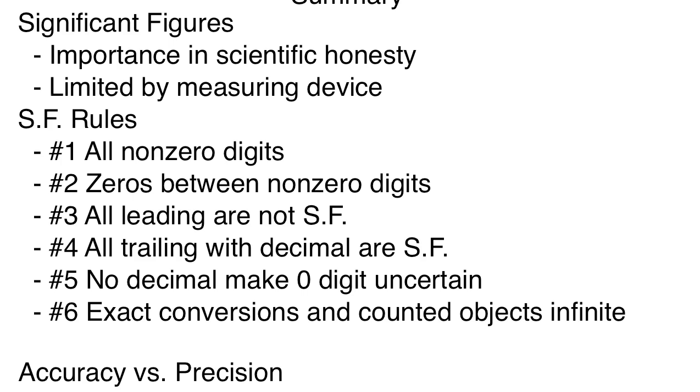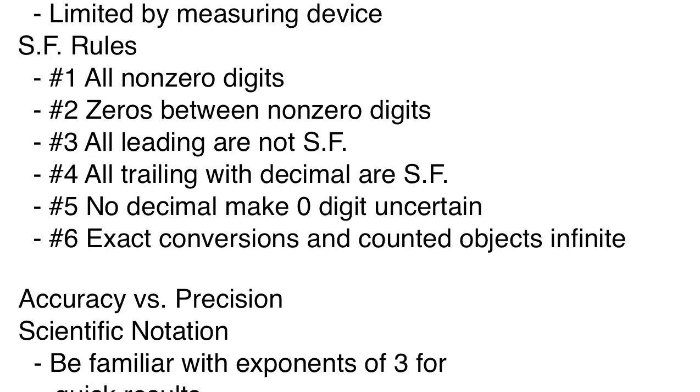And then finally, rule number 6, if you have an exact conversion, for instance 2.54 centimeters in 1 inch, or you have counted objects, so we've used examples like a dozen donuts, you can count all the donuts, or I mentioned I have 2 dogs. If they are objects that can be discretely counted individually, then you have an infinite number of significant figures. So if I said I have 2 dogs, I have 2.000 into infinity. There's no tenth of a dog or anything like that. So those would be infinite. And we do not consider them in calculations.